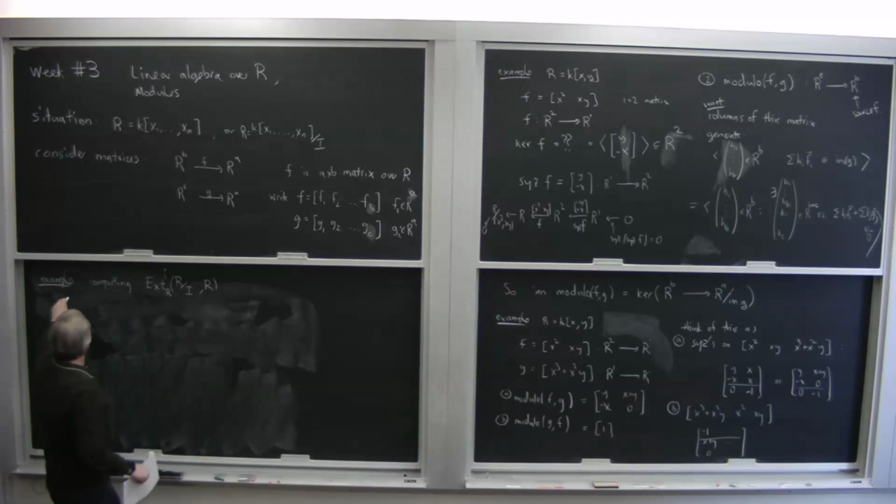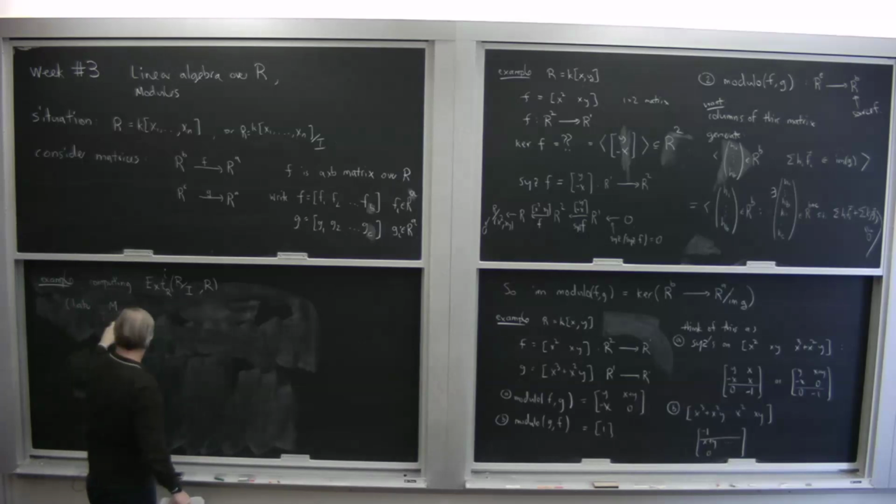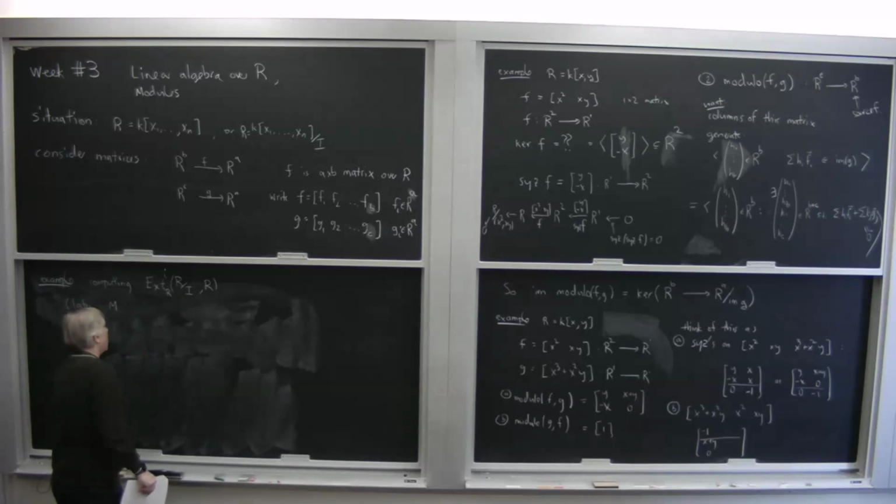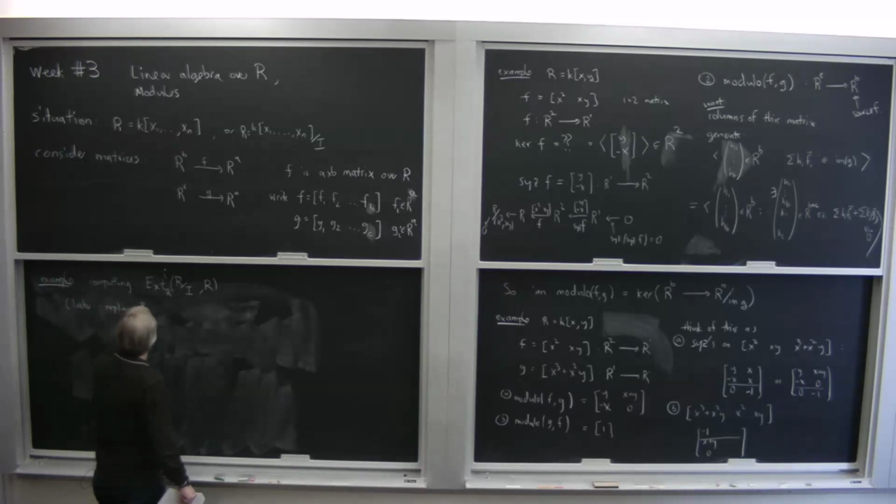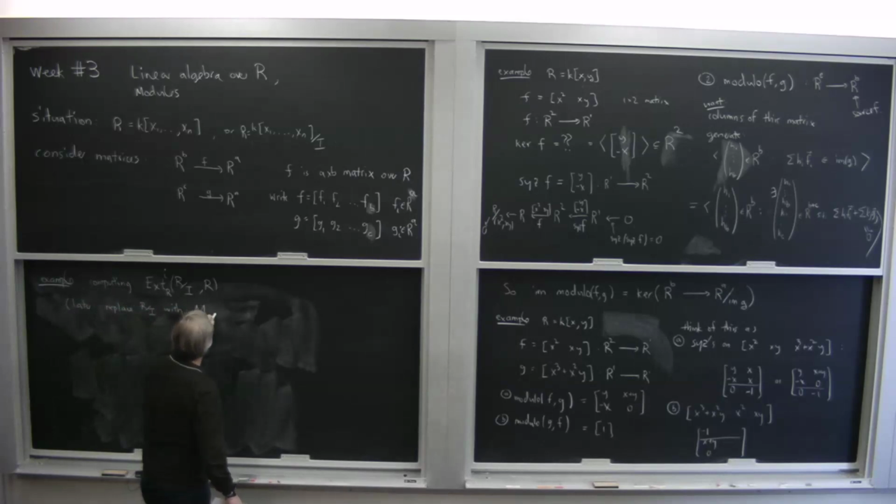And later, we'll do this for M. We'll replace R mod I with M. It's the exact same thing. Replace R mod I with any finitely generated R-module M. But we'll get to that in just a bit.